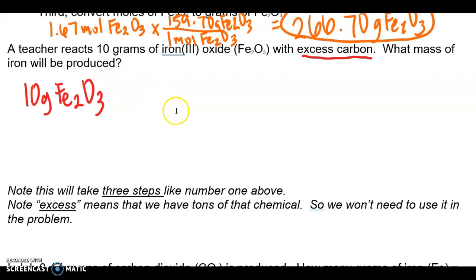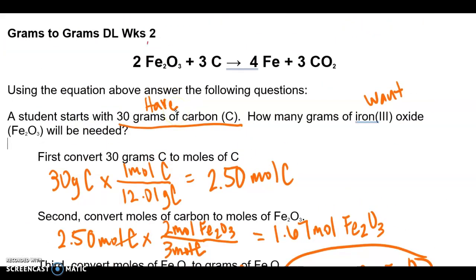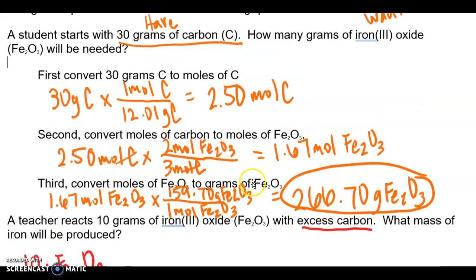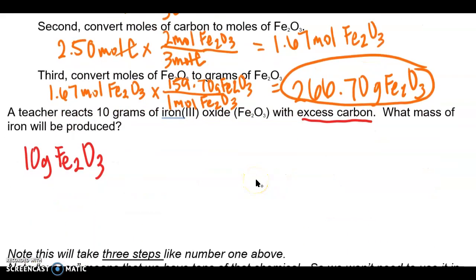So if you look up here, we have 10 grams of this. We have lots of this. And the reason why we put that there is because next week we're going to figure out which one will run out first. And so it's just proper to write that there's lots of this. So whenever you see excess of something, you can just ignore it. We don't care about that. Just ignore it.